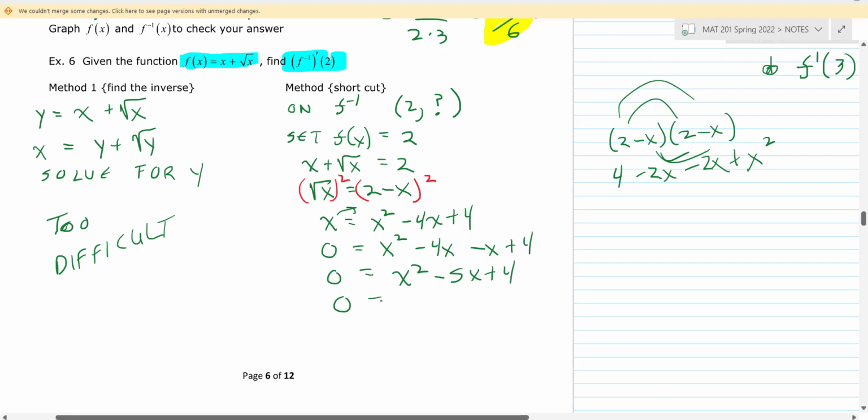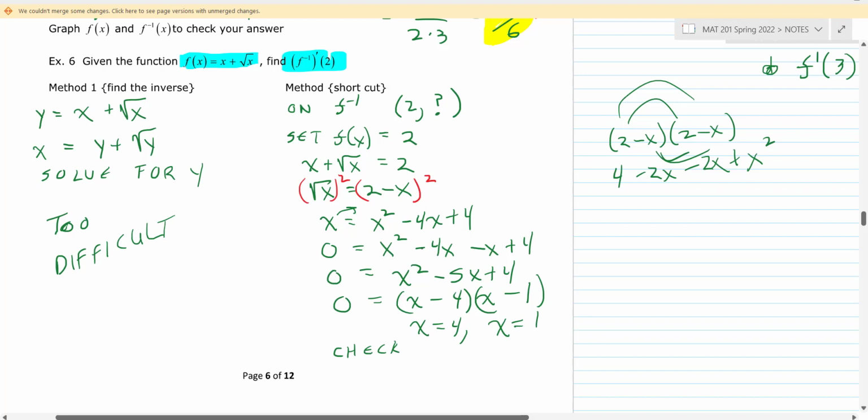So now I can factor this. So I've got x and x, I've got 4 and 1, and a minus and minus. So I end up getting x equals 4, and I get x equals 1. Well, one of those answers doesn't work. And what happens on this is you have to go through and check your answer in the original.